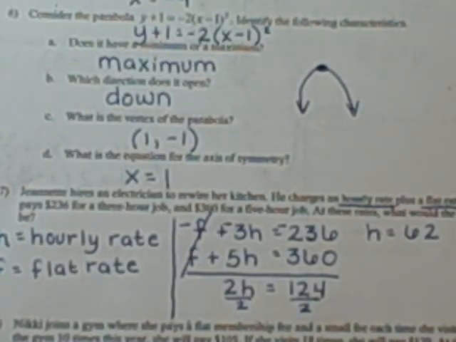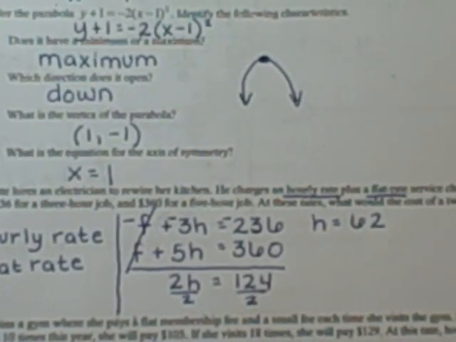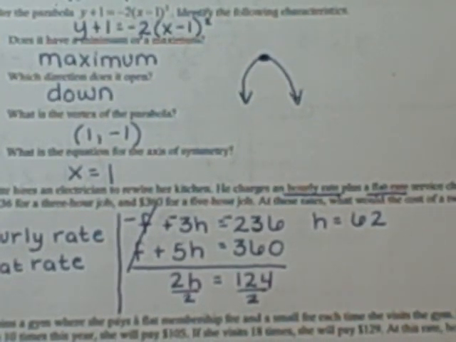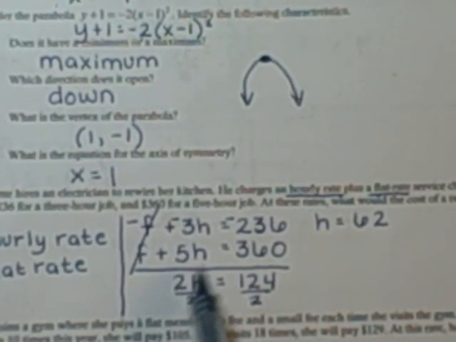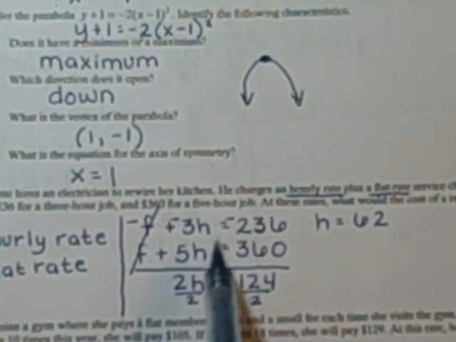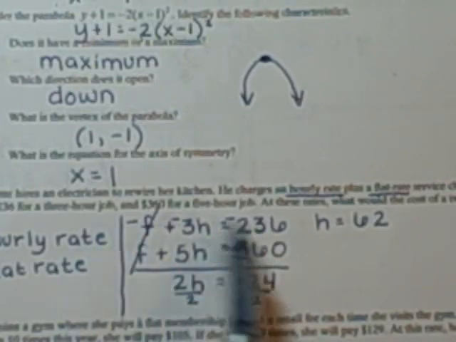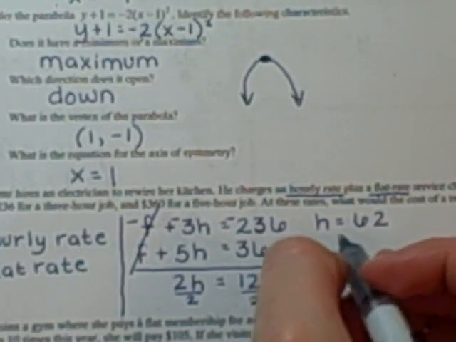Okay, so the hourly rate here is $62 per hour. Now I need to use that hourly rate to go back and find the flat rate. So that's sort of my next step here. And I can choose either one of my original equations to plug into. I'll just choose the second equation because I didn't mess with it at all, so that I don't have to worry about whether or not to keep it negative or positive. I'll just work with the one that I didn't mess with.